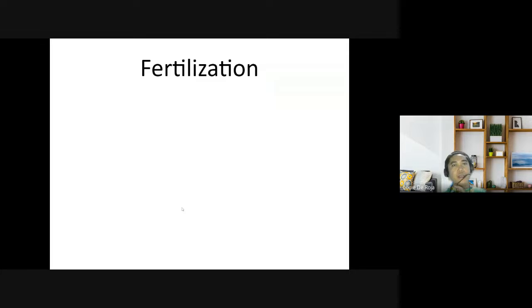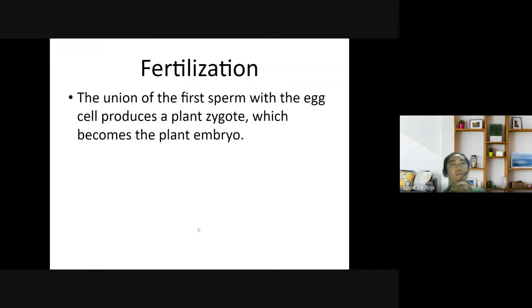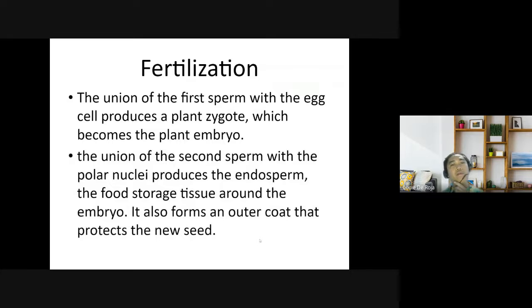Okay, next is fertilization. The union of the first sperm with the egg cell produces a plant zygote, which becomes the plant embryo. Okay, the union of the second sperm with the polar nuclei produces the endosperm, the food storage tissue around the embryo. It's also formed as an outer coat that protects the new seed.